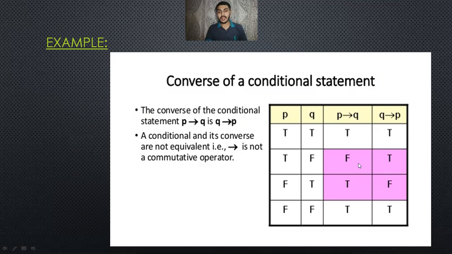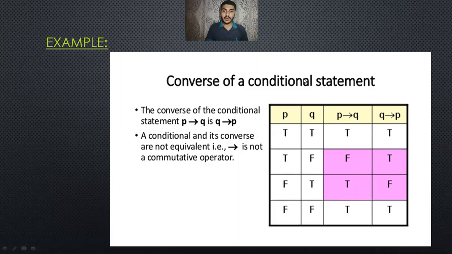So here it is coming. P implies Q and Q implies P. False will be true and true will be false. True will be the same. Here also true will be the same. I think it is so clear and well defined.